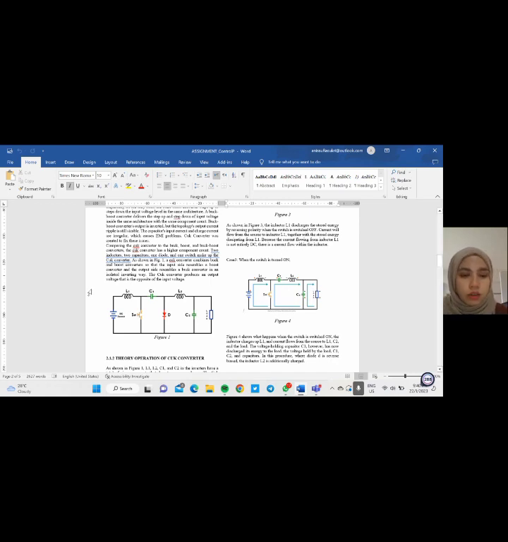As shown in figure 1, a Cuk converter combines a buck and boost converter so that the input side resembles a boost converter and the output side resembles a buck converter in an isolated inverting way.